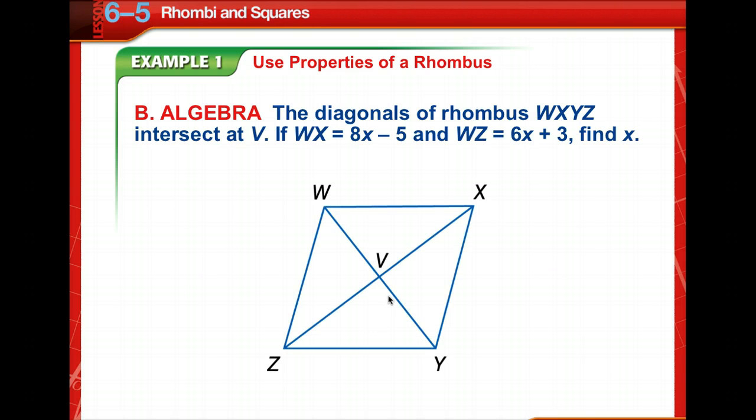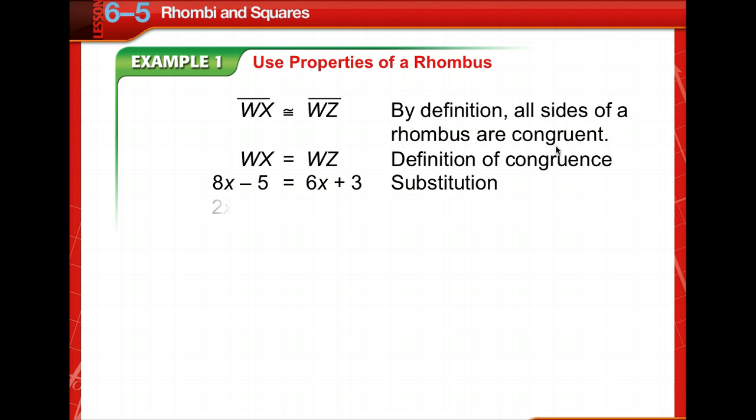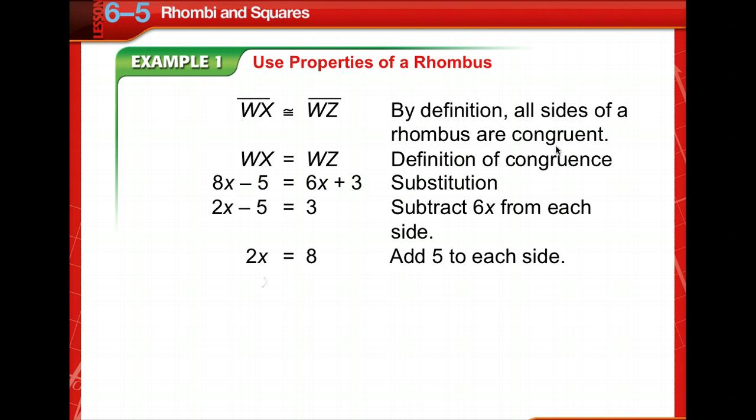Okay, so now let's look at this from a different viewpoint. The diagonals of a rhombus WXYZ intersect at V. So if WX is 8x minus 5 and WZ is 6x plus 3, we need to find x. Now remember, one of the properties of a rhombus is that all sides are congruent. So we can set these two quantities equal to each other and then solve for x.